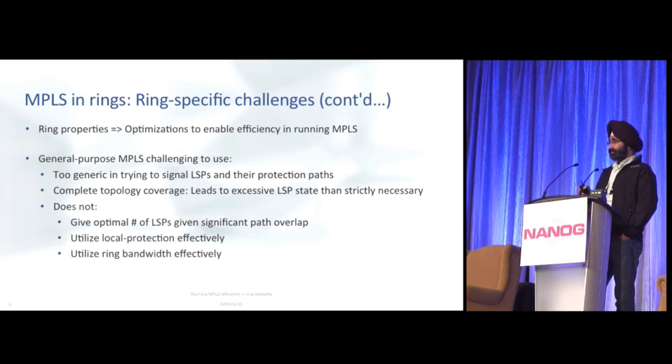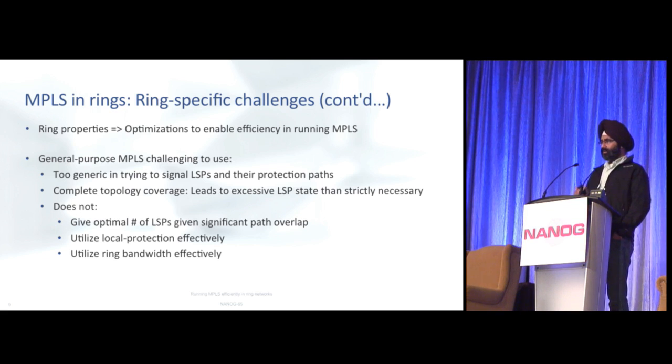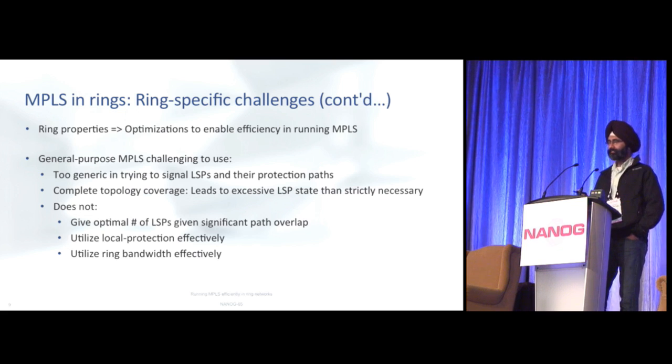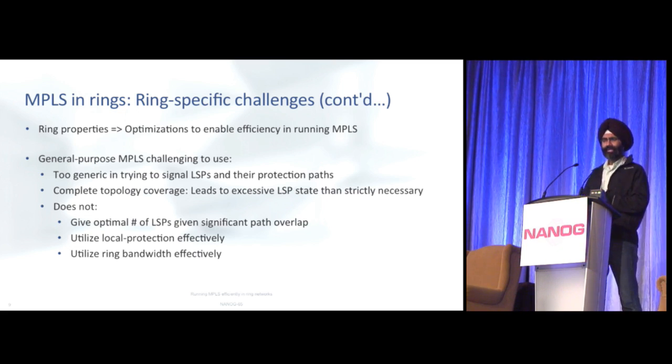So in essence, what we're really saying is the properties of a ring make general purpose MPLS not very suitable for running in the rings. And that's probably the reason why MPLS and rings haven't gone together very much so far. So basically what we need is to be able to set up the optimal number of LSPs in the ring so that local protection is utilized efficiently and the ring bandwidth is utilized efficiently.